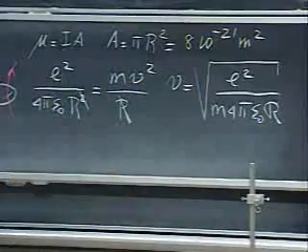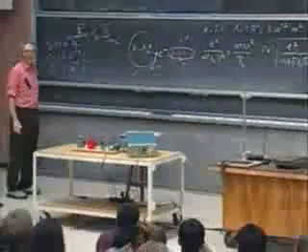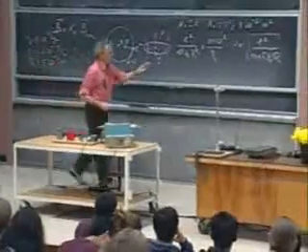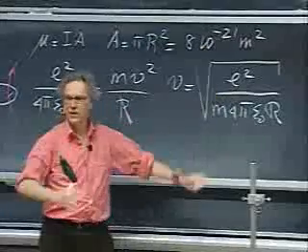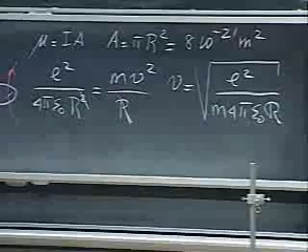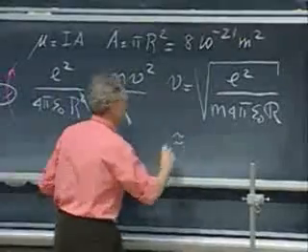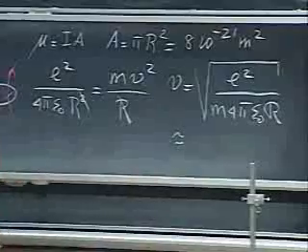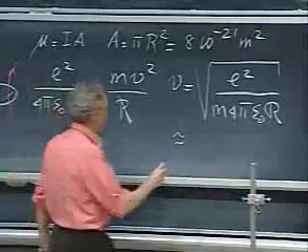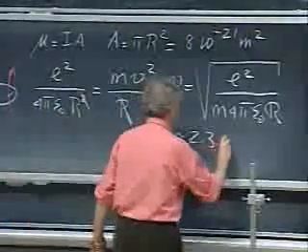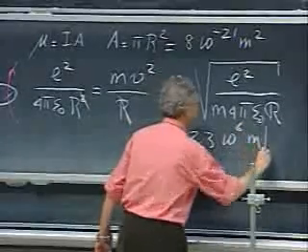I know what e is, I know what capital R is, I know what 4 pi epsilon 0 is. 1 over 4 pi epsilon 0 is the famous 9 times 10 to the power 9. And so I can calculate what v is. And if I stick in the numbers, and if I did not make a mistake, then I find about 2.3 times 10 to the 6 meters per second.